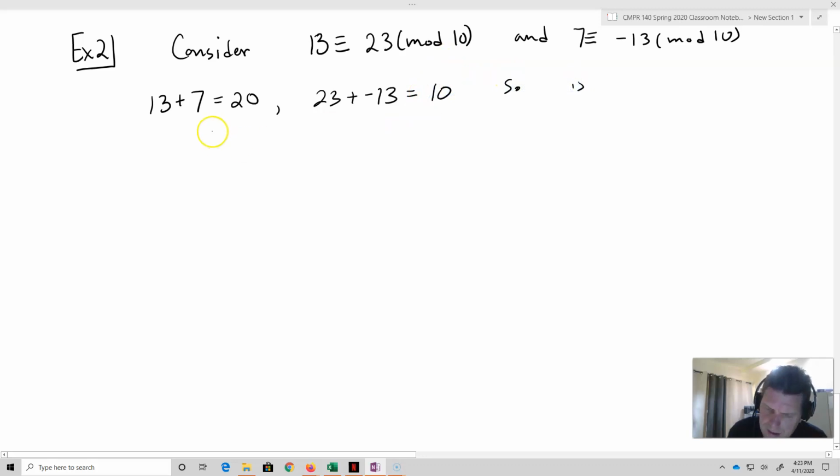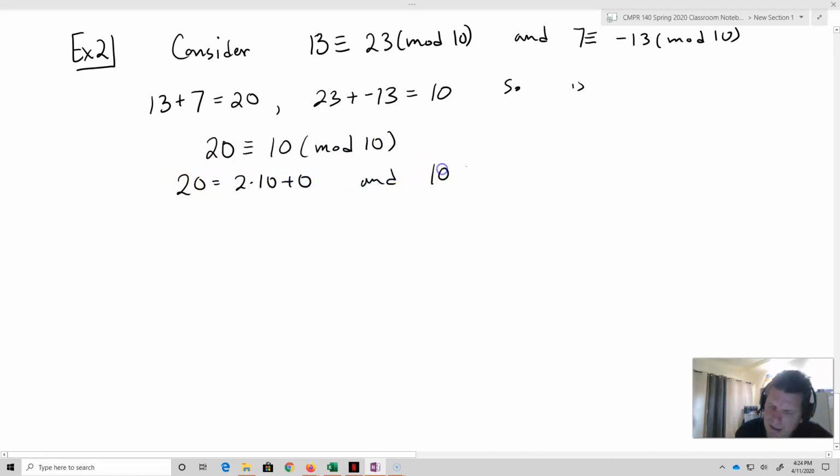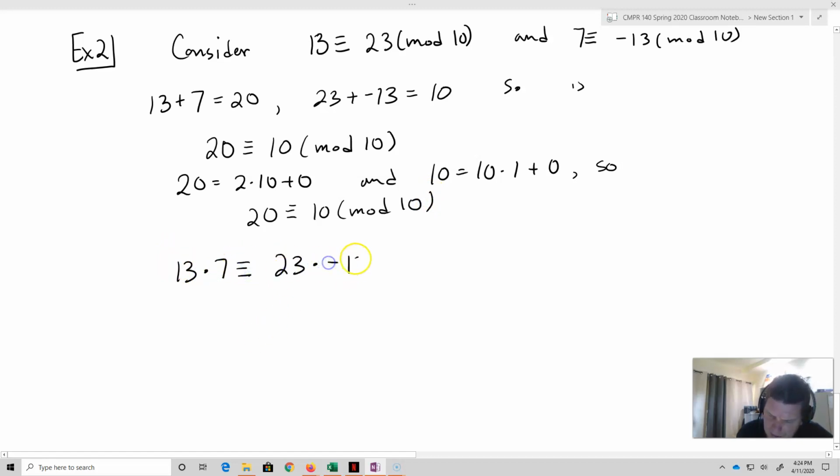So is 20 equivalent to 10 mod 10? Well, this is actually kind of obvious, isn't it? 20 equals 2 times 10 plus 0, and 10 equals 1 times 10 plus 0, so 20 is equivalent to 10 mod 10. Great. Now, what about the multiplication? We'll take 13 times 7. Is that going to end up being equivalent to 23 times negative 13 mod 10? Are these equivalent?